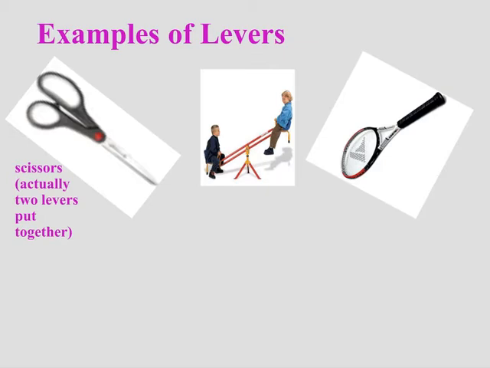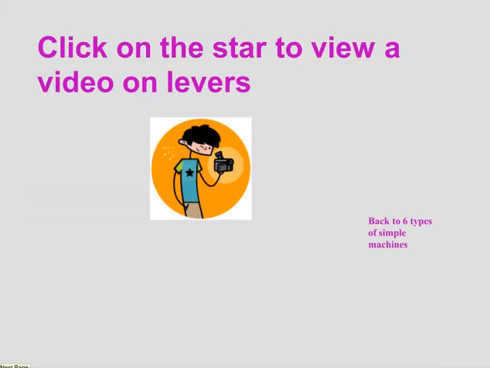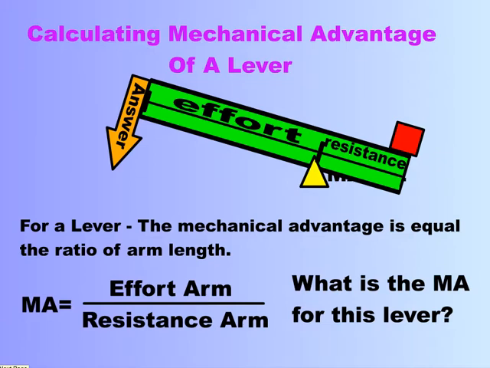Same thing for like a bat or a golf club. All right, we're not going to watch a video about levers. So the calculations involved with levers: if we want to know what the mechanical advantage of a lever should be, as in how much the lever should multiply our force by, the formula is given here. It's the size of our effort arm divided by the size of our resistance arm.